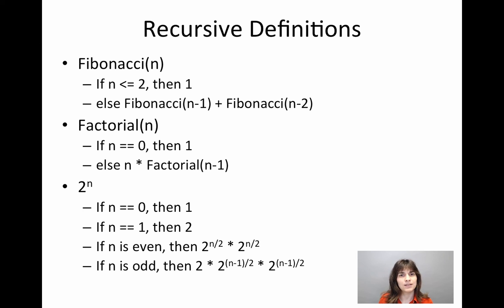One note that I made at the beginning when we were talking about Fibonacci, and I would like to repeat. Notice that in all of the recursive calls, the argument is smaller than what we started. For example, in factorial of n, the recursive call is calling factorial on something smaller, n-1. Same thing with 2 to the power of n. All the recursive calls have n divided by 2 or n-1 divided by 2. It is something smaller than the original argument.